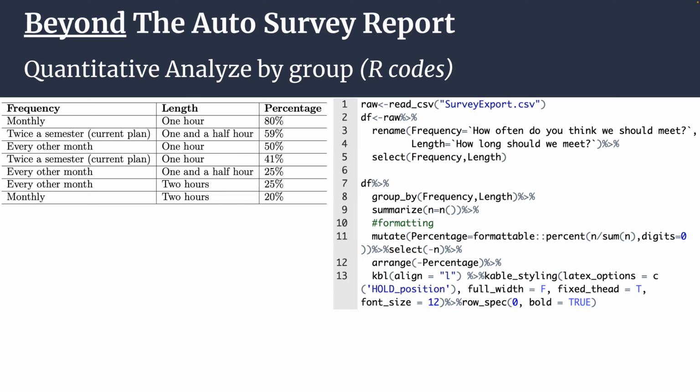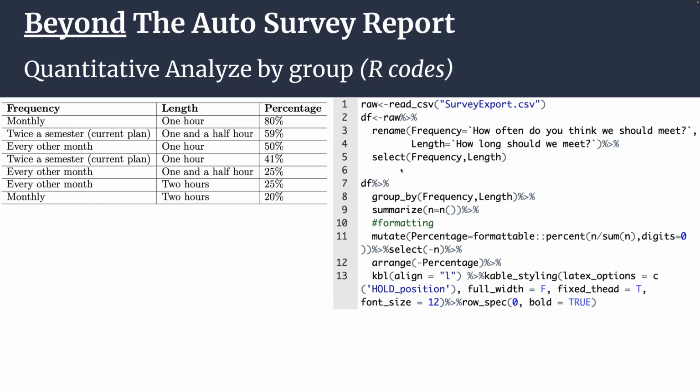So we're using the read CSV function to read a CSV file, or if you downloaded your raw data as an Excel file, you can use read Excel. So the file name we downloaded, which contains the raw survey data, is called survey export.csv. After we read this file using R, we store it in the variable name called raw. This is the starting point of our analysis.